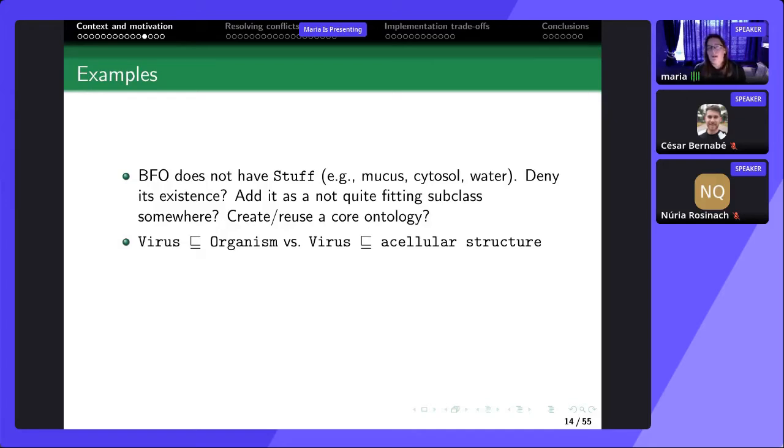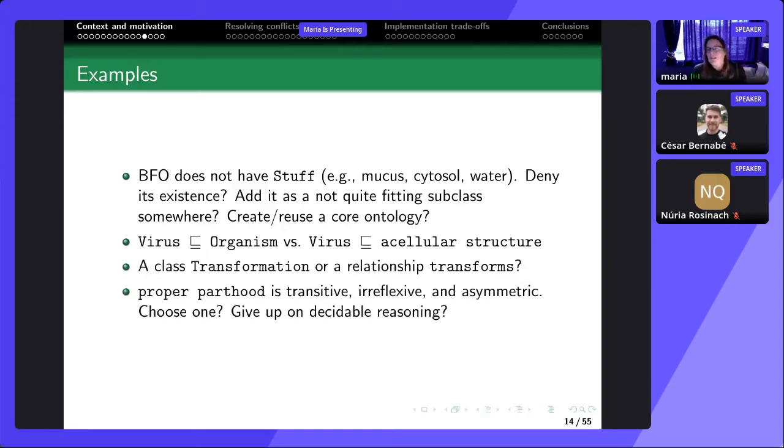What are the options when a foundational ontology, for instance, doesn't give a solution? Are you going to deny the existence of that kind of entity? Are you going to squeeze something underneath one of those classes that are already in the ontology? Or maybe you can put something from the side, create or reuse a core ontology at the same level as BFO. What are you going to do if there is essentially a theory conflict? Likewise, you can have that not only at a foundational level, you can have that also at the applied level, for instance, whether a virus is an organism or an acellular structure. There are different ontologies that actually have each of those axioms in there.